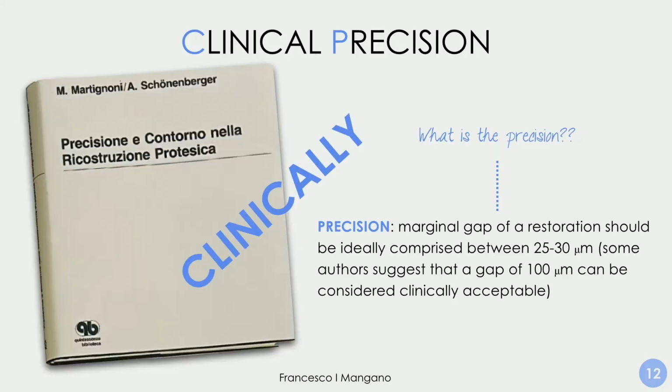And when we talk about precision clinically, we refer to the clinical precision, so the margin of the restoration, how the restoration adapts to the margin, the marginal gap. And from the Bibles of prosthodontists, we see that the most important authors say that ideally this marginal gap should be between 25-30 microns. Some other authors say also 50-100 microns. But anyway, it's something clinical. It's a clinical definition.